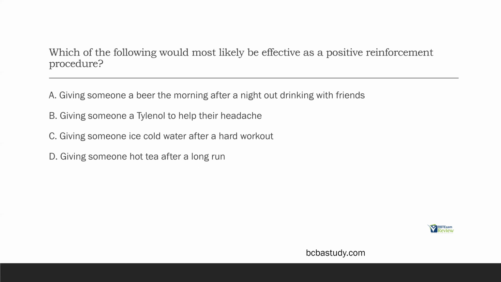Now, we're making a lot of assumptions here, but the question is aimed to identify, are you considering motivating operations when talking about reinforcement? Remember, things we use as reinforcement, their value can get altered based on motivating operations. So in this case, hard workout increases the value of ice cold water, typically. A long run does not typically increase the value of hot tea. So which of the following would most likely be effective as a positive reinforcement procedure? Can be C, giving someone ice cold water after a hard workout.